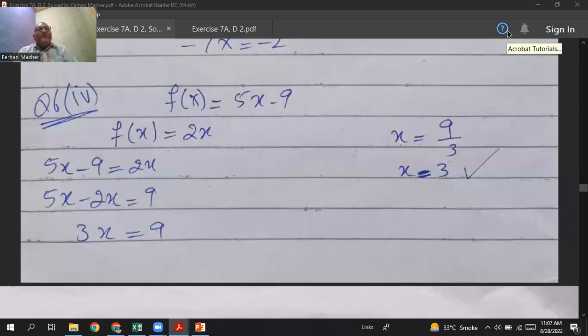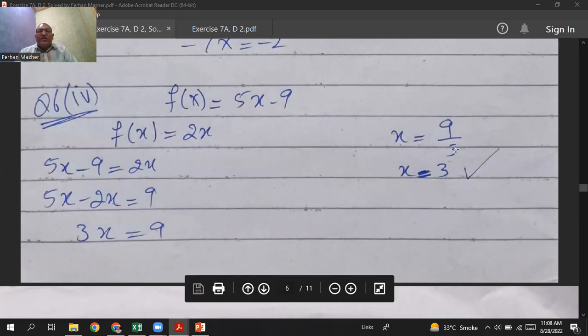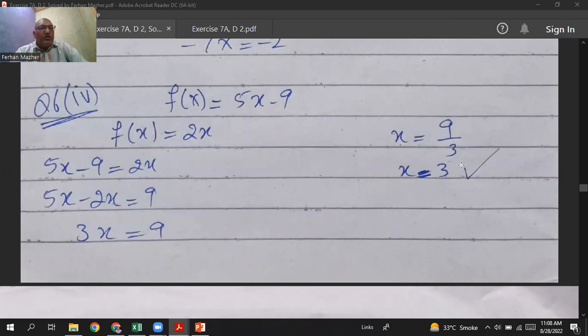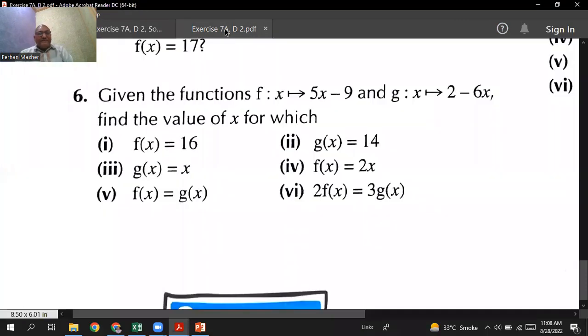So they say f of x is equals to 2x. So we will make f of x equals to 2x. So f of x is 5x minus 9, so that will be equals to 2x. So 5x minus 2x is equals to 9. 3x is equals to 9. So x will be equals to 9 by 3, and x will be equals to 3. So this is how you will do question number 6 and its fourth part. And now we are going to the next question.